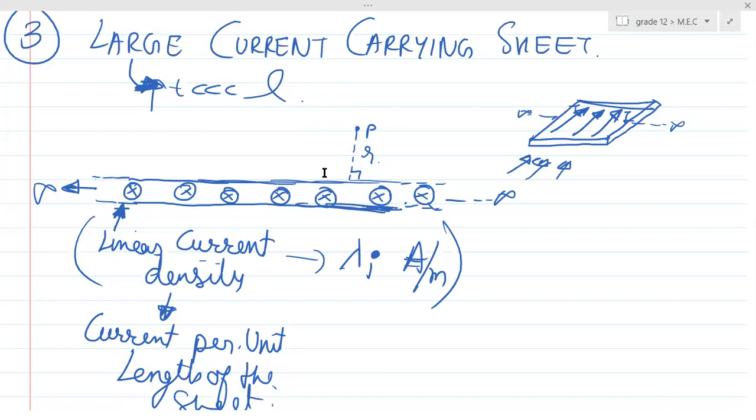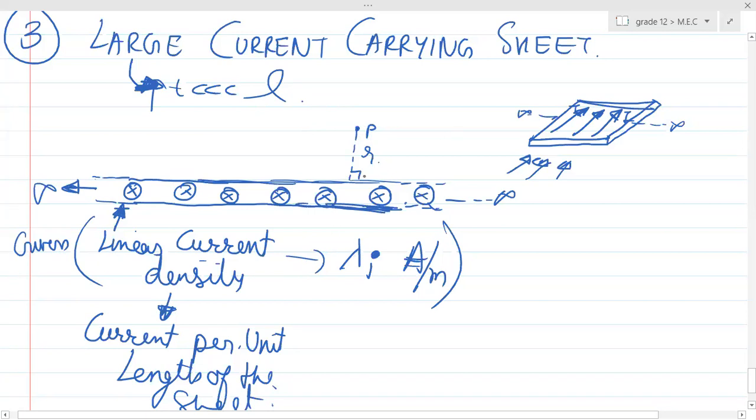So then we won't write anything like that. So what is the only thing which is given to you? There is a current carrying sheet with linear current density lambda I, and you want the magnetic field at a point P.